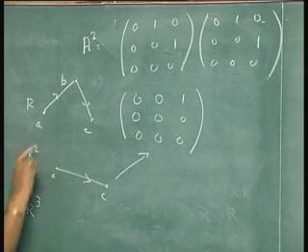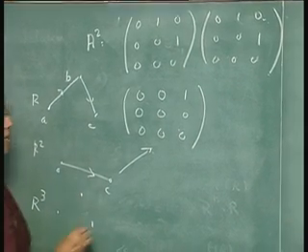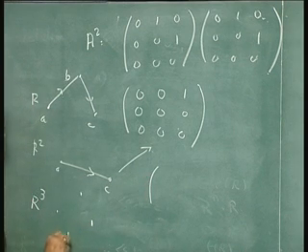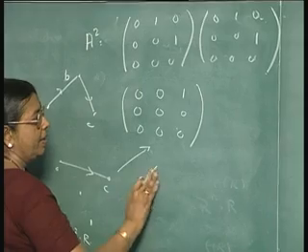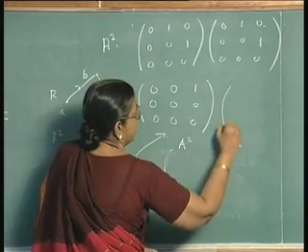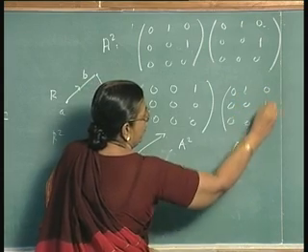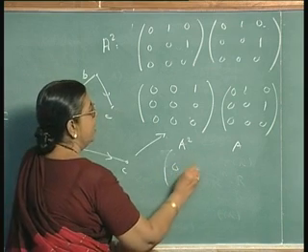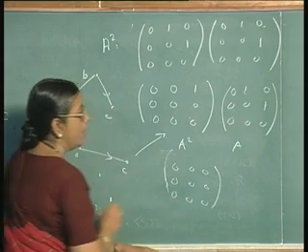R cubed, there is no path of length 3, so R cubed is the empty relation. That is obtained by multiplying. R cubed is R squared into R. So, that is obtained by multiplying the matrix representing A squared and A, that is 0 0 1, 0 0 0, 0 0 0 and 0 1 0, 0 0 1, 0 0 0. If you multiply, you will see that that is the 0 matrix.